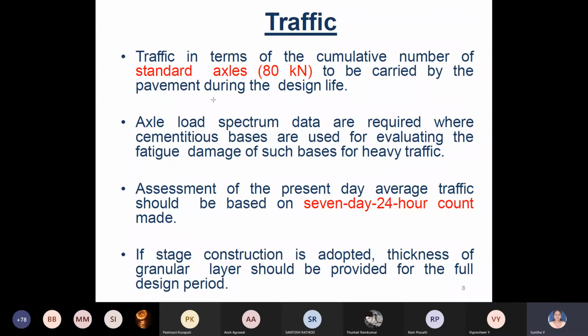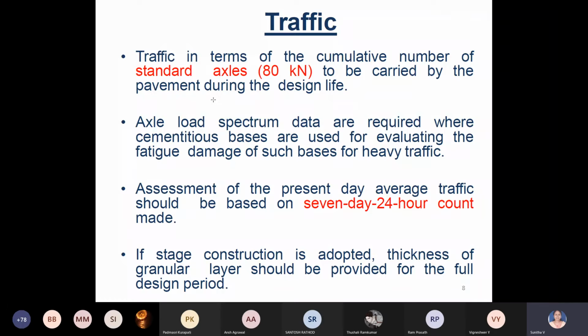For that, axle load spectrum data are required, where cementitious bases are used, for evaluating the fatigue damage of such bases for heavy traffic. As axle load spectrum, you have to know the axle load of each of the vehicles flying over the particular road. If such a road has heavy traffic, then you can go for cementitious bases.